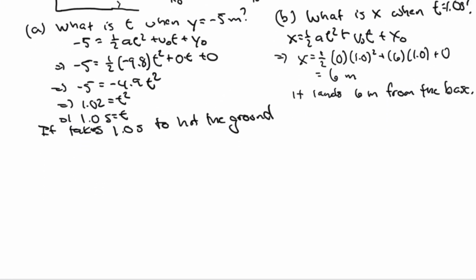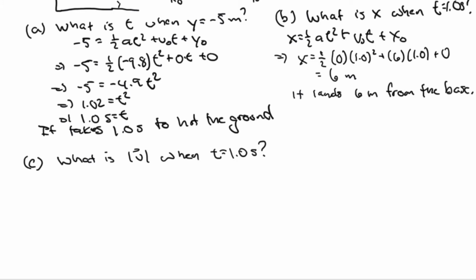Part C is asking us how fast is it traveling when it hits the ground? And this will be a good example of what I talked about in the last chapter about combining vector components together to find an answer. Because what we're really being asked for is what is the speed when it hits the ground? And as you can recall from before, speed is just the magnitude of the velocity. So we're being asked what is the magnitude of the velocity when t equals 1.0 seconds?